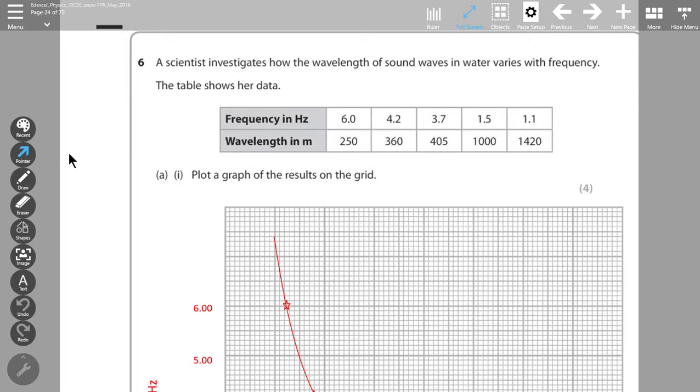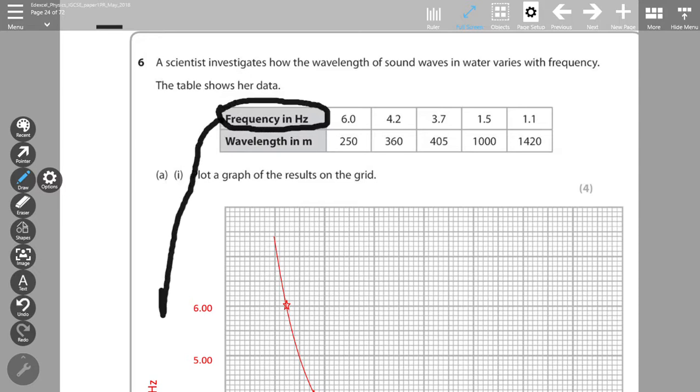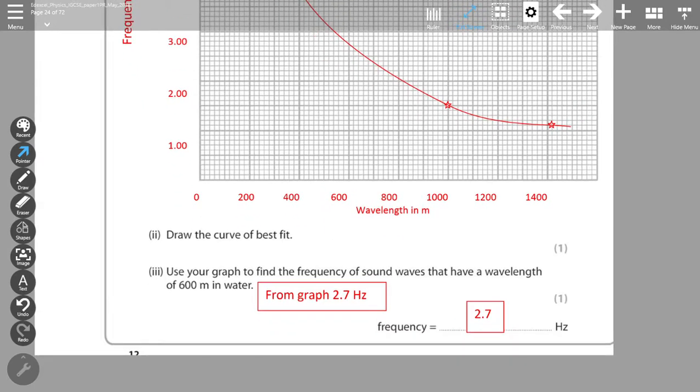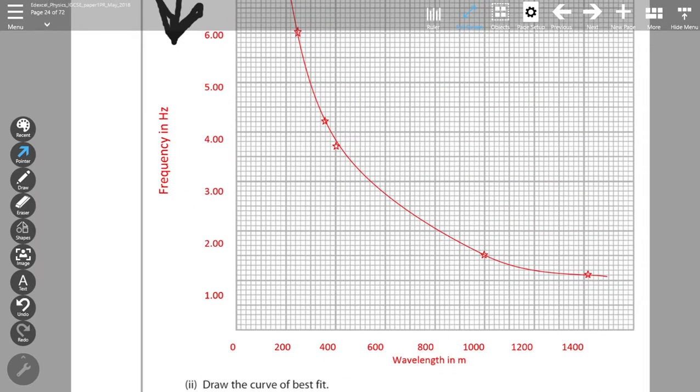In the table we have frequency in Hertz. Copy this into your table exactly as it is. The same do for wavelengths. So wavelengths in meters. So copy all this downward. Let's see. So you see frequency in Hertz exactly repeated. Here wavelengths in meters exactly repeated. Here we have the answer 2.7 Hertz. Finished with this paper.